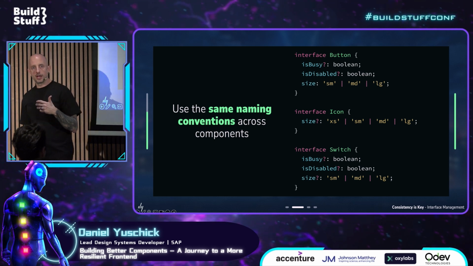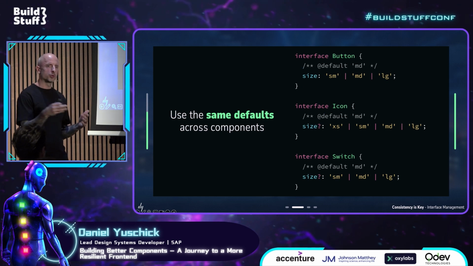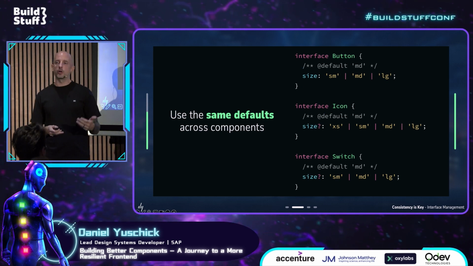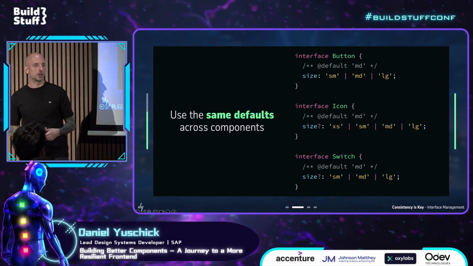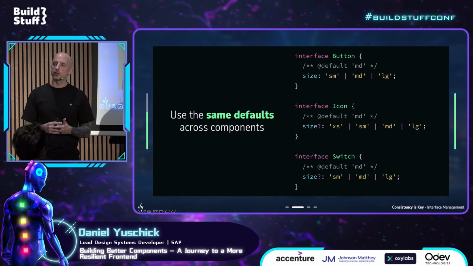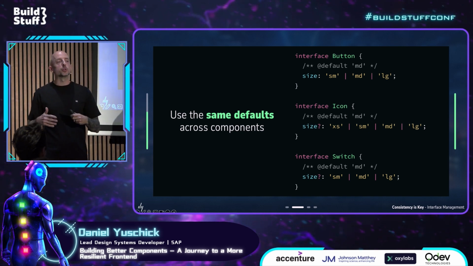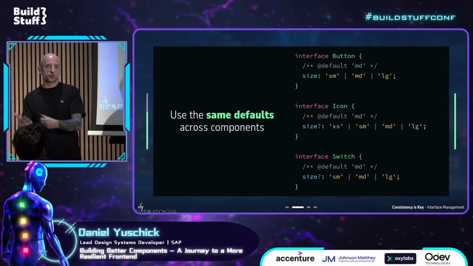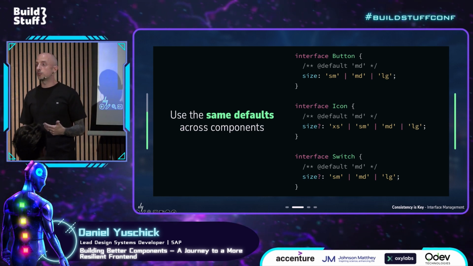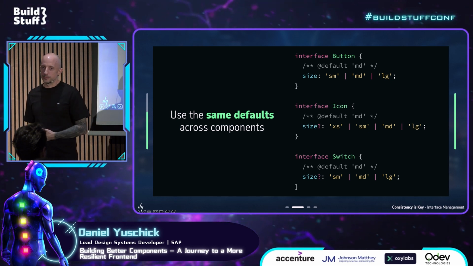But this also applies beyond just prop names and prop values. We also want to apply consistency to our defaults. If you have the same prop on our button, our switch, and our icon, we have the same size prop, we want to make sure that they have the same defaults as well. So if I use the button and expect its default size to be medium, I'm going to expect the switch's default size to also be medium and the icon's default size to be medium. I've been in code bases where that's not the case, and it gets pretty confusing when you have to write a size prop or not.